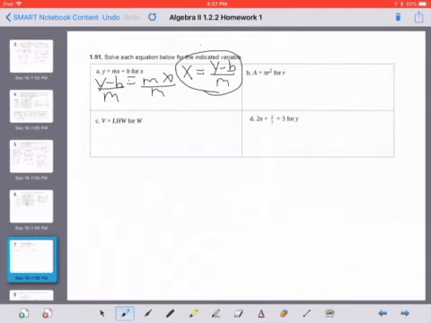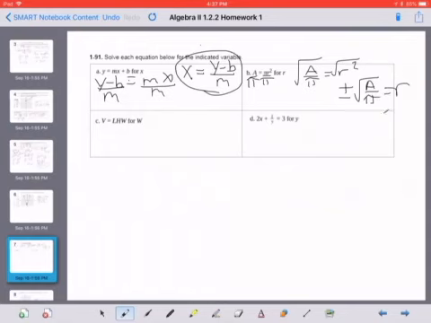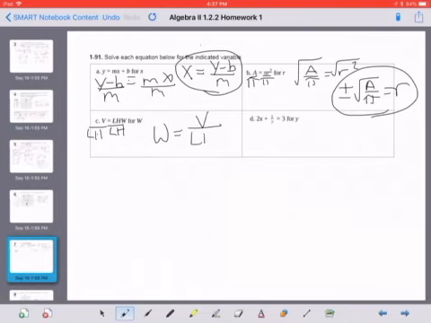Part b, I need to first divide by pi, and then I get a over pi equals r squared. So I need to take the square root of it. And a lot of people got to this point here, but you forgot the plus or minus. You have to put that plus or minus there. So the plus or minus the square root of a over pi was the correct answer. For c, you're just going to divide both sides by LH. So w is equal to v divided by LH.